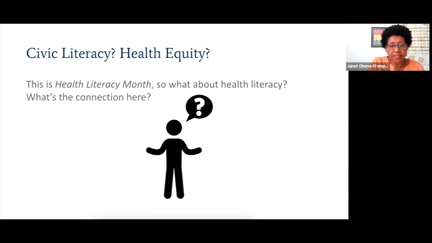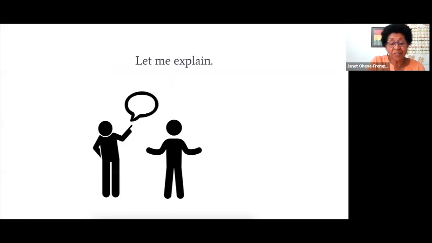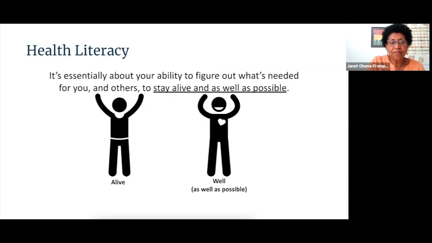So, civic literacy, health equity, all of these words, but this is Health Literacy Month. We're right in the middle of it. So what about health literacy? What's the connection here? Let me explain. Health literacy is essentially about your ability to figure out what's needed for you and others to stay alive and as well as possible. It's a very, very simplified definition of health literacy.